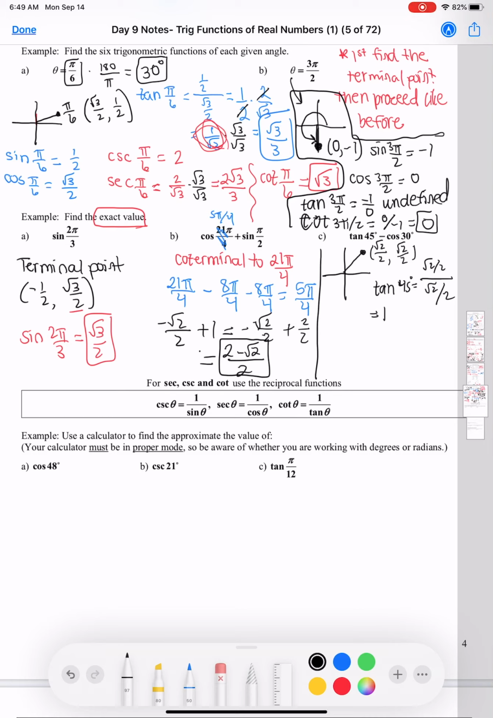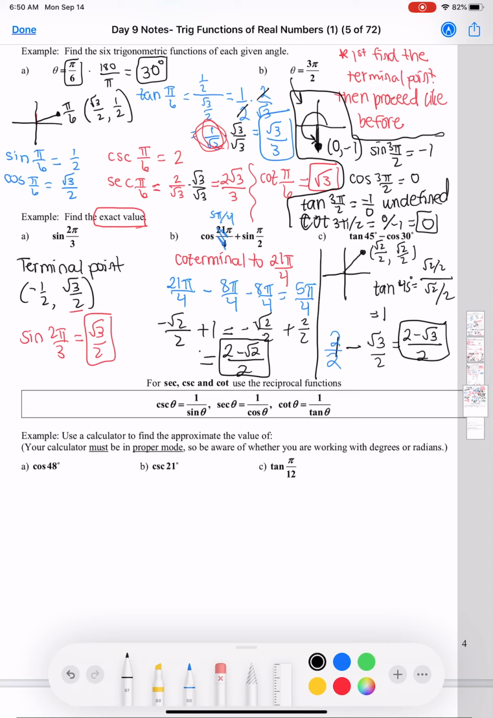Okay, so for tangent 45, I have that that's equal to 1 minus cosine of 30. If you look at the x value on your unit circle for cosine at 30 degrees, you're going to get root 3 over 2. All right, and now we can subtract. We need a common denominator, so I'm going to change this 1 to be 2 over 2. And so this gives me 2 minus root 3 over 2. And that's the exact value for that.